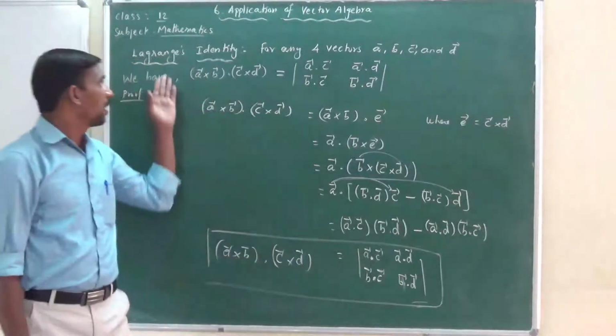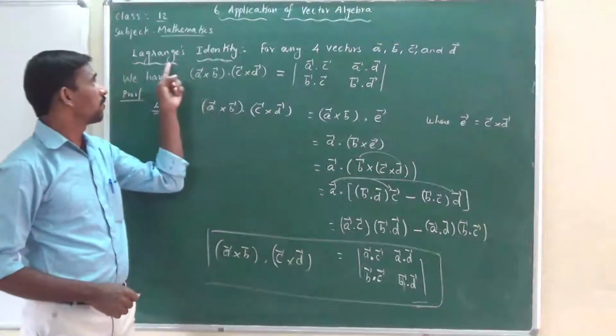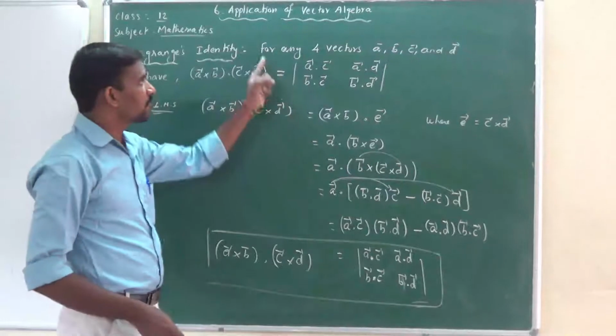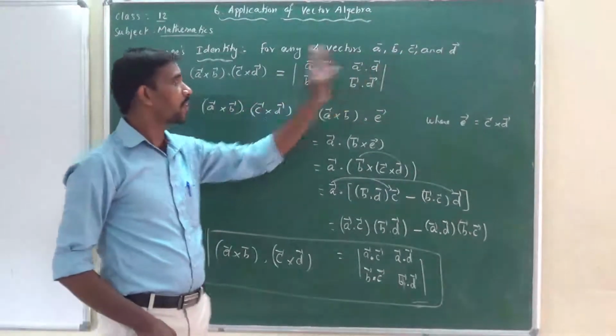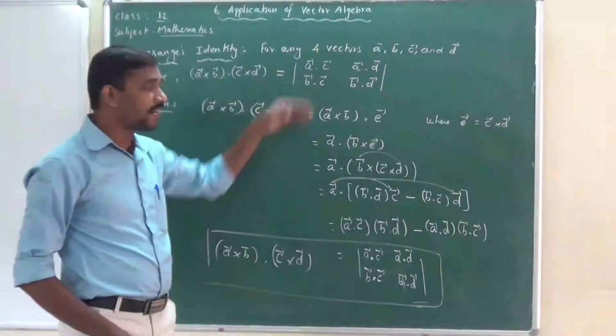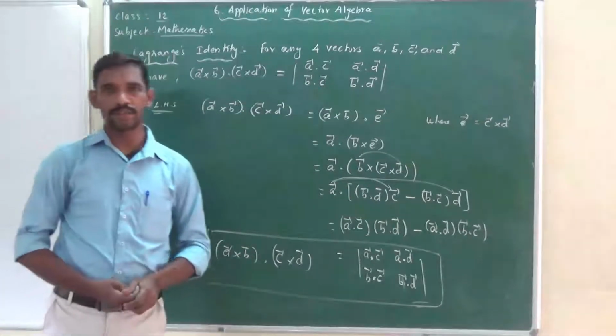This is nothing but Lagrange's identity. They will be asking questions straight on Lagrange's identity. So this is the statement: for any four vectors A vector, B vector, C vector, D vector, we have this relation. So you have to write the statement and the proof. Okay. They will be asking two more questions or three more questions.